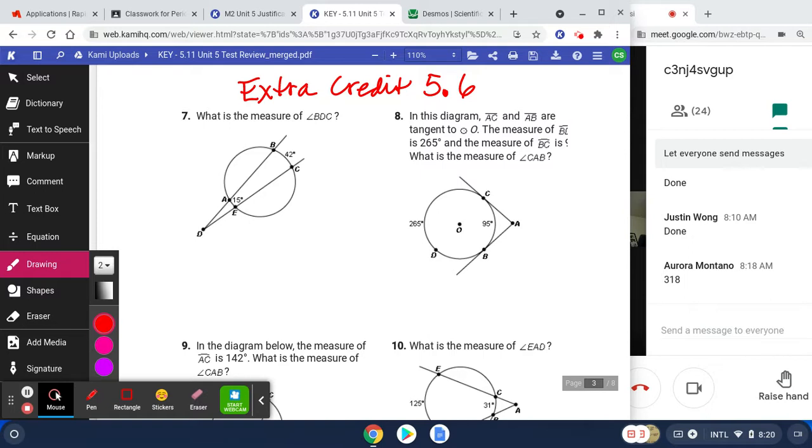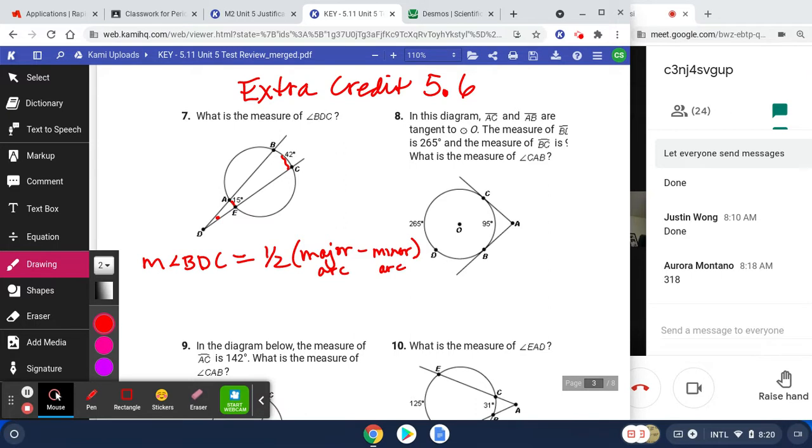All right, so the rule for this one says that the measure of this little angle in here is equal to half of the major arc minus the minor arc. So let's first write out the rule. Measure of angle BDC is equal to half the measure of the major minus the minor arcs.